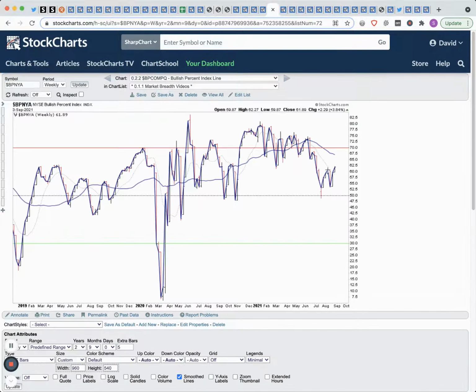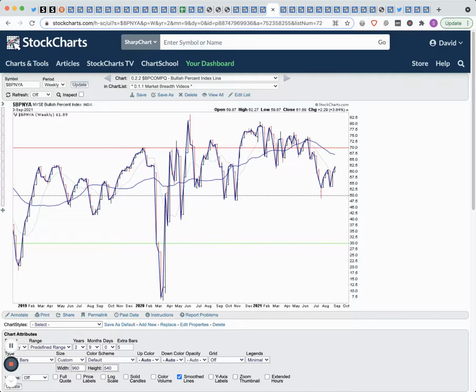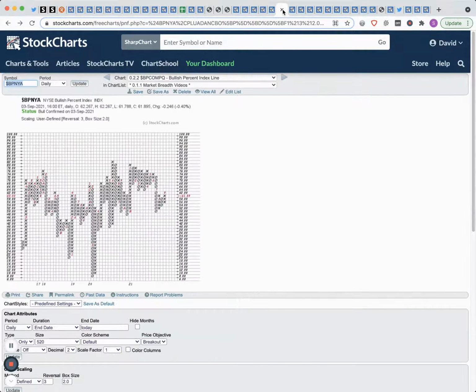So on the daily chart, you see it's a little bit of a tentative one. It's still below its declining moving average there. I think what moving averages have I got on this one? The 30 and the 10-week moving averages. So it's not back above that 30-week moving average yet. So I'd still count it as a tentative bull confirmed on the NYSE bullish percent.